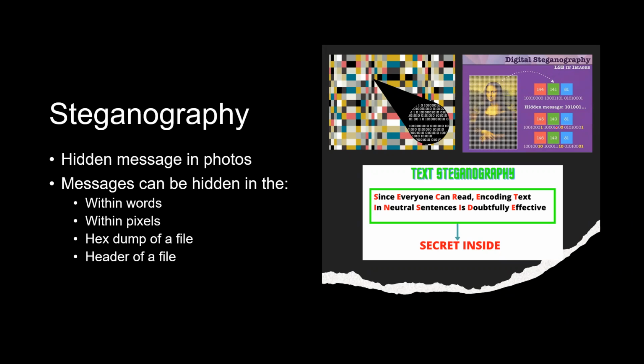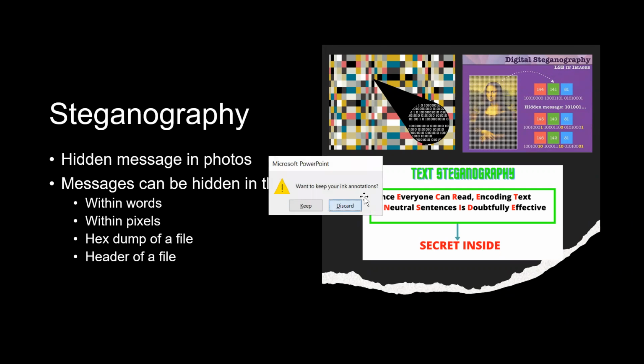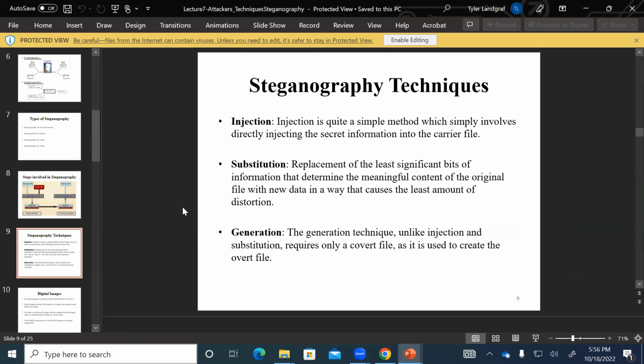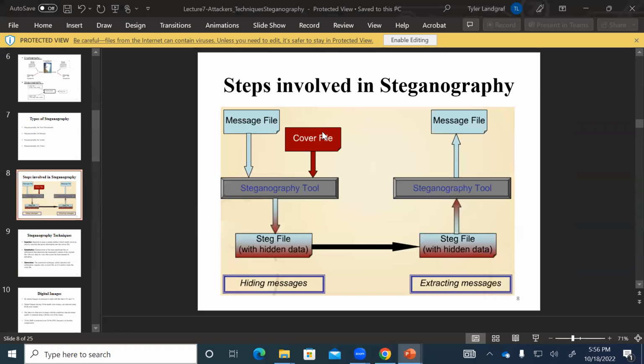And then it can happen in the hex dump file, which is a tool that you can use for digital forensics. And with that, you can even see in the header file that there are hidden messages as well. So steganography has a lot going on, just to go over briefly, but we do have an additional PowerPoint just really quickly to go over what it looks like.